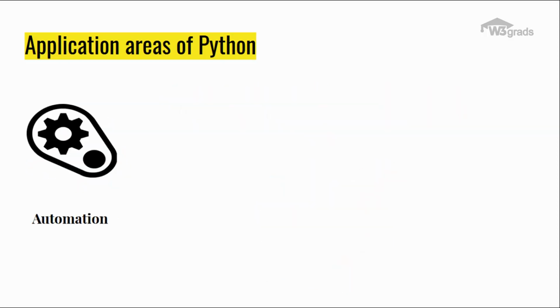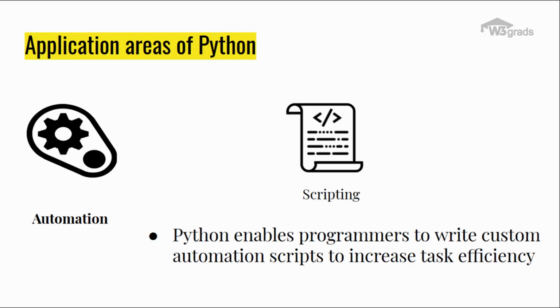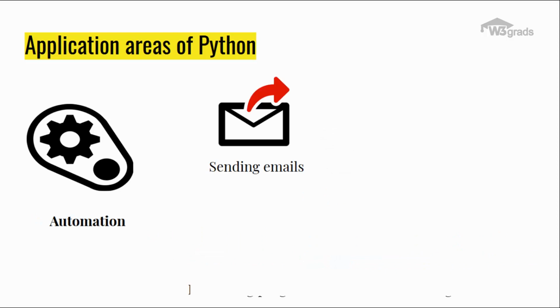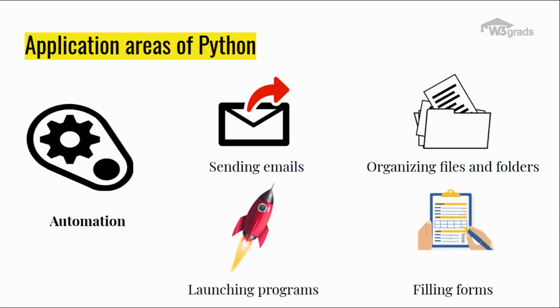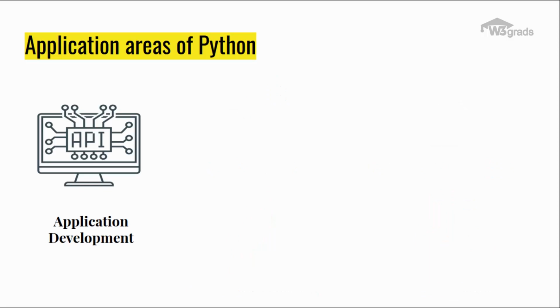There are times when tasks are too niche to have standard software for it. That is when scripting comes into play. Python allows developers to script custom automation and bring efficiency in tasks in less time. Repetitive tasks, such as sending emails and voicemails, organizing files and folders, launching programs, filling out forms, etc., can be automated through scripting. The third area we would like to discuss is application development.